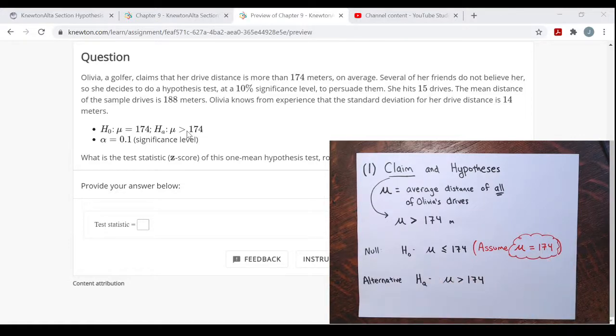One more thing. You can determine what kind of test you're running, left-tailed, right-tailed, or two-tailed, based on how the alternative hypothesis looks. The parameter, the average distance of all her drives, is greater than a value. That means we're running a right-tailed test. This is something I would want to identify before moving on to the second step.